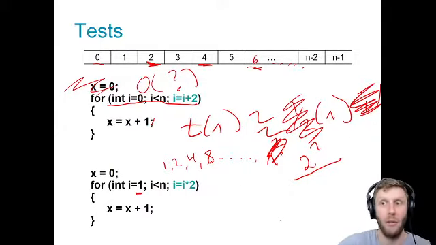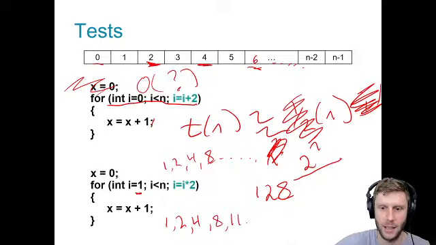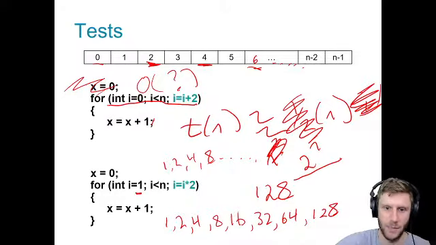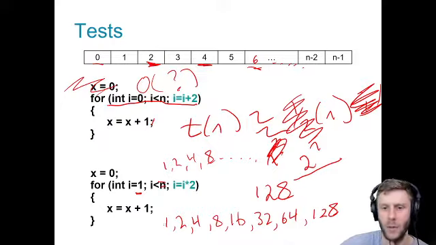But we're growing at a rate of 2 to the power of n, where n is some fixed value. So let's say, for example, n is 128. How many times would this loop run? 1, 2, 4, 8, 16, 32, 64, 128. And I guess maybe less than or equal to. So when n is 128, we run 1, 2, 3, 4, 5, 6, 7, 8 times.